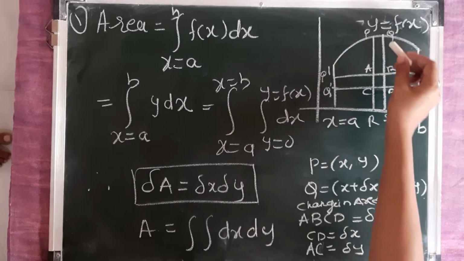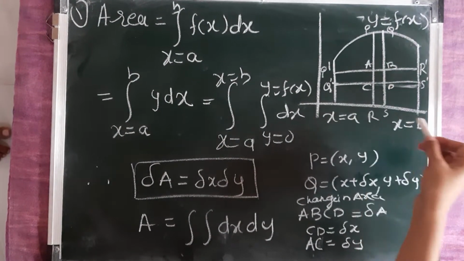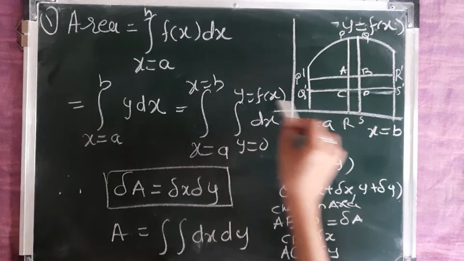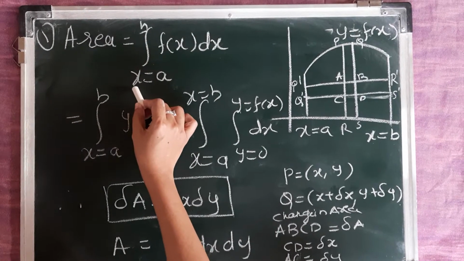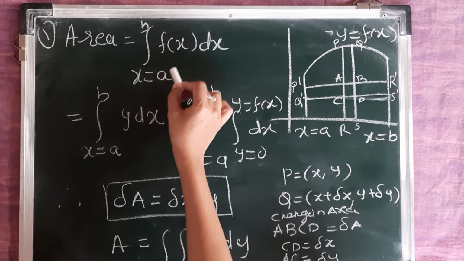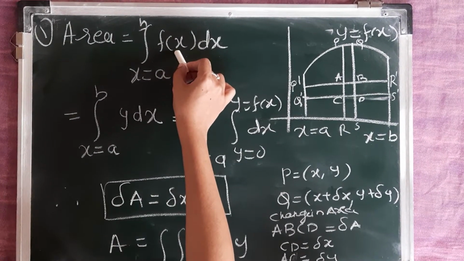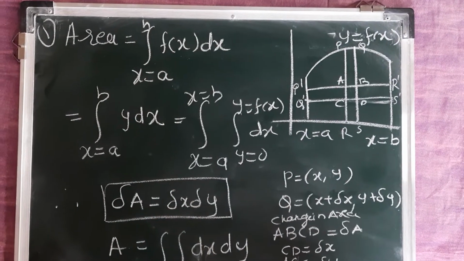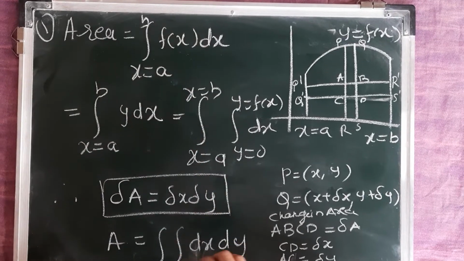For example, if y is equal to f of x is our curve which is bounded between x is equal to a to x is equal to b, then till now what we have studied is the area becomes integration of f of x dx, x going from a to b. The limits are of x which are from a to b, and the curve under which I have to find the area is y is equal to f of x. So let us just see how this becomes a double integration.